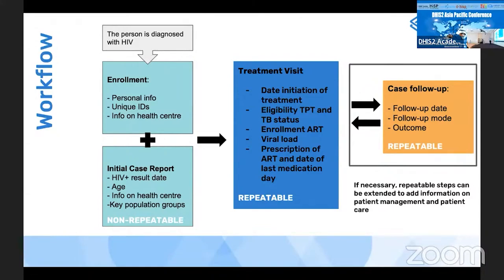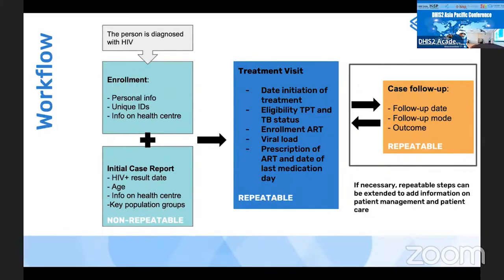Then we have the case follow-ups. The patient may come to the facility for their ARV refill, or you could also do follow-ups on phone or even home visits. Depending upon the mechanisms of follow-up that the national program has in country, you could define when the follow-up took place, what the mode of follow-up was, and what the outcome of that follow-up visit was. It could be a phone call, a home visit, or a visit at the facility.